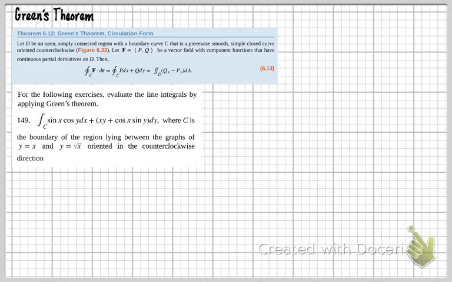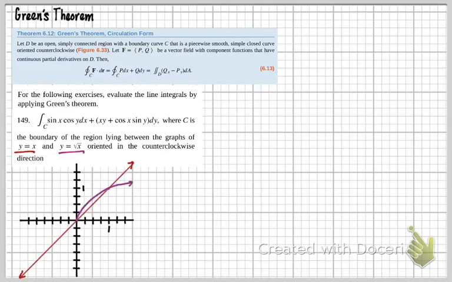All right, so let's take a look at this example below now. It says, for the following exercises, evaluate the line integrals by applying Green's theorem. So we're going to take a look at number 149 here. It gives us this integral here, where C is the boundary of the region lying between the graph of y equals x and y equals square root of x, oriented in a counterclockwise direction. So let's graph those equations, y equals x and y equals square root of x. So there's our graphs. And notice this is the region that we're talking about here, right in there.